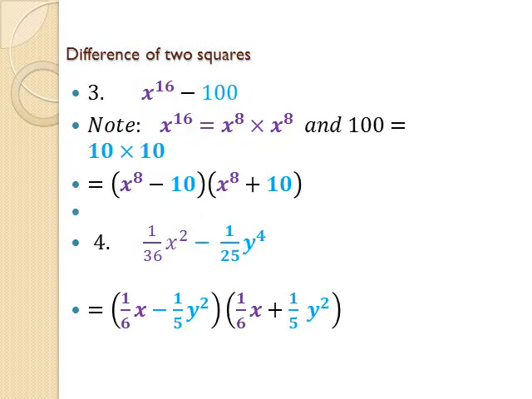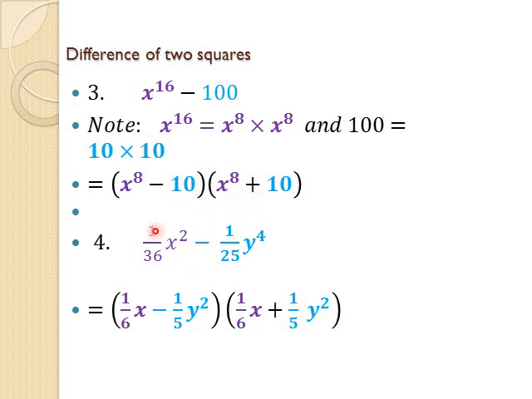Right. Problem number 3, I have x to the power 16 minus 100. So x to the power 16 is x to the power 8 times x to the power 8. Remember, 8 plus 8 is 16. 100 is 10 times 10. So if we factorize that, it's going to be x to the power 8 times x to the power 8, and 100 would be 10 times 10, but the negative sign must be negative times positive. It doesn't matter in which one you decide to put the negative or the positive. So there, I'm done factorizing.